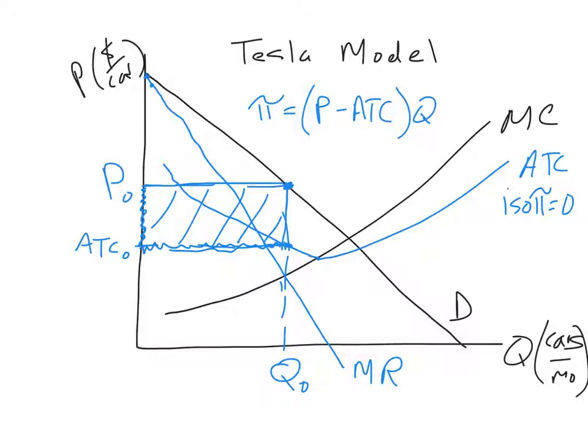A lot of future economics courses will use this analysis instead of the demand curve as the constraint, the feasible set, and the isoprofit lines as the objective function. So this is something you should be familiar with. Here it is. Now you are.